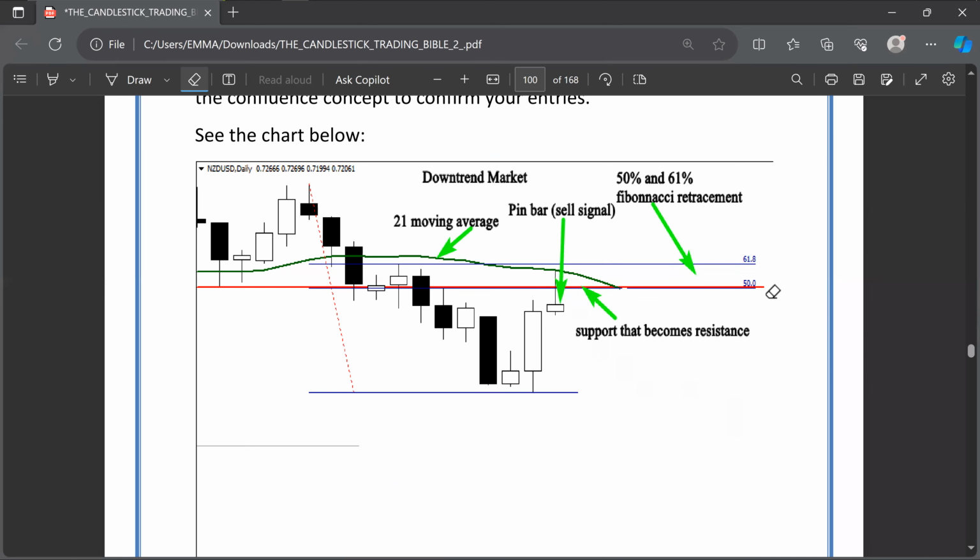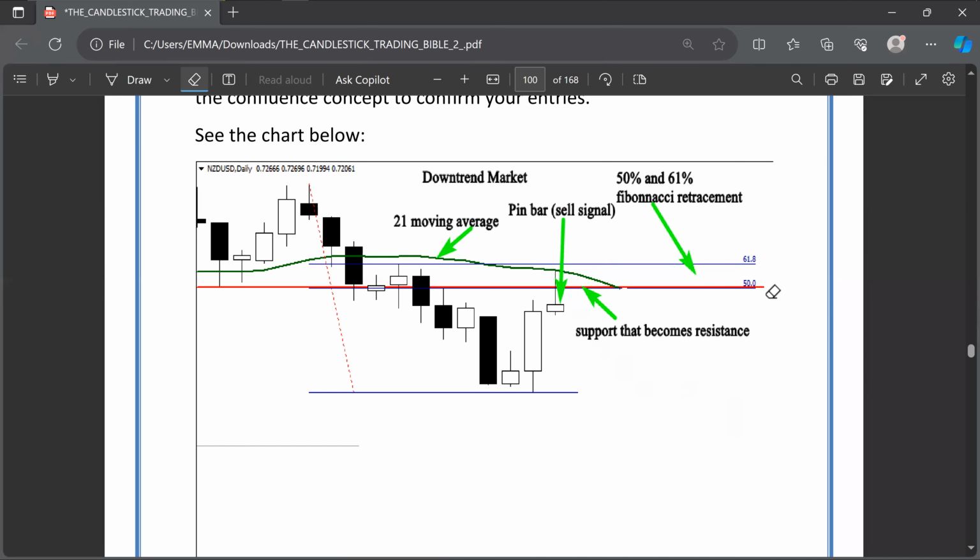This is the symbol for the New Zealand dollar against the USA dollar, and this is on the daily chart. As you can see, the market is trending down. This is the first information that we gather from this chart. After the breakout of the support level, that becomes resistance, the price traced back to this level and formed the pin bar candlestick pattern, right?